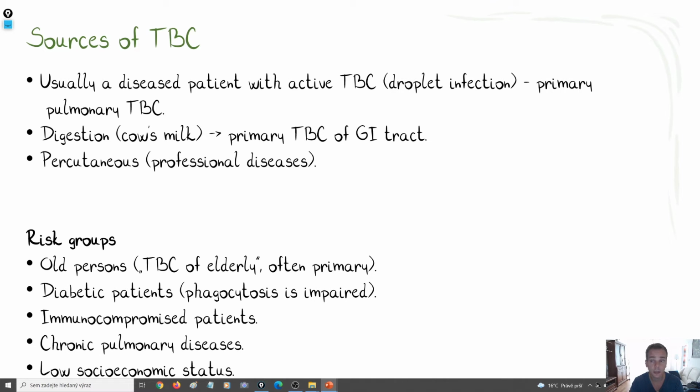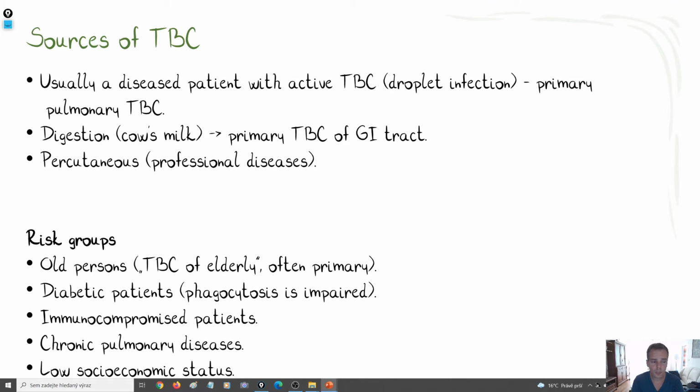But it's not a 100% rule, because you can develop, for example, primary TBC of the GI tract by ingestion, especially cow's milk, which used to be dangerous in this situation. Or it can be percutaneous infection, especially as a professional disease among doctors and other professionals. But usually TBC is a pulmonary infection as a primary source.